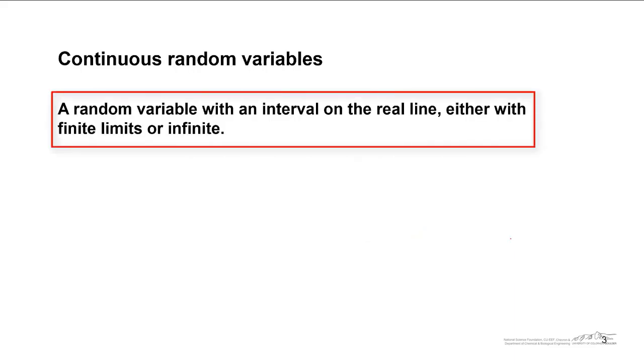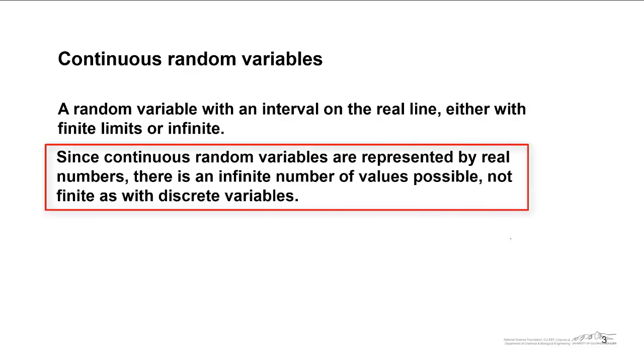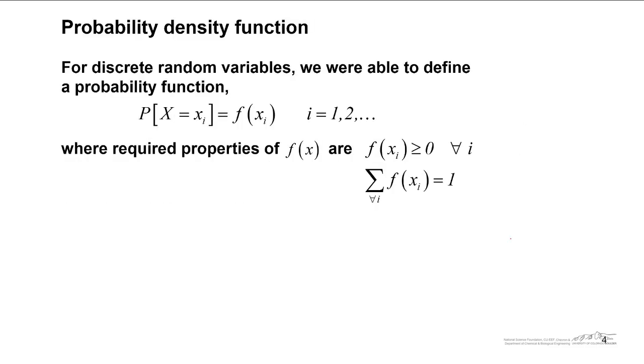So a continuous random variable is a random variable with an interval on the real line, either with finite limits or infinite. Since continuous random variables are represented by real numbers, there's an infinite number of values possible, not finite as with discrete variables. As a reminder, for discrete random variables, we are able to define a probability function. The probability that x, our random variable, takes on any certain value of xi is given by f of xi. And we saw that the sum of all of those has to equal 1, and that the probability function has to be greater than 0 for all i.